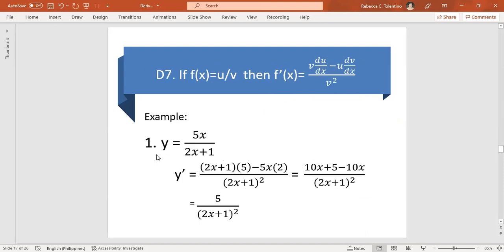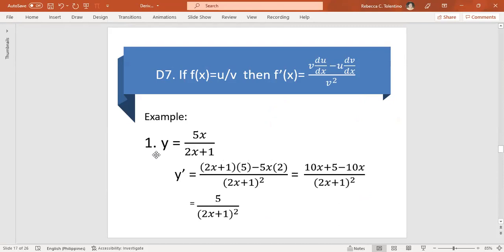And then we have D7. This time, instead of a product, we have a quotient. So we have dy over dx is v times the derivative of u with respect to x minus u times the derivative of v with respect to x, all over v squared.